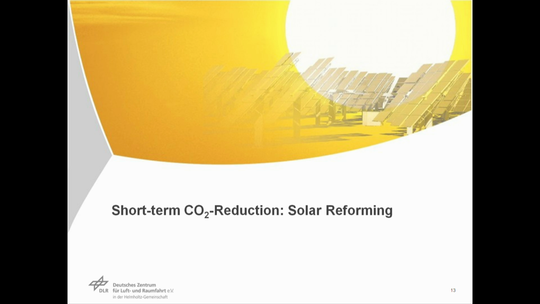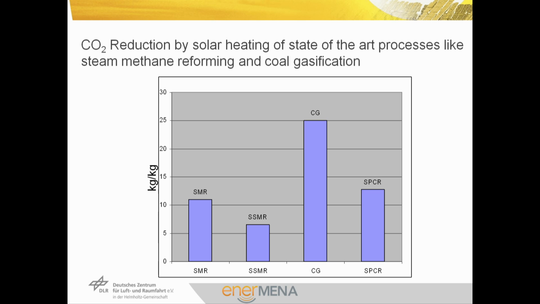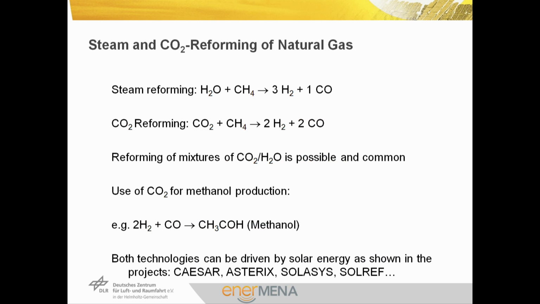As I have already introduced, there are technologies that can be done in the short term, and the most prominent are the solar reforming reactions. The benefit of this is that you store energy and reduce therefore CO2 in your produced products like solar syngas or solar coal gasification. The reaction is pretty simple. You have water and methane to produce hydrogen and carbon monoxide, or carbon dioxide and methane to produce hydrogen and carbon monoxide as well. Only the ratio is different.